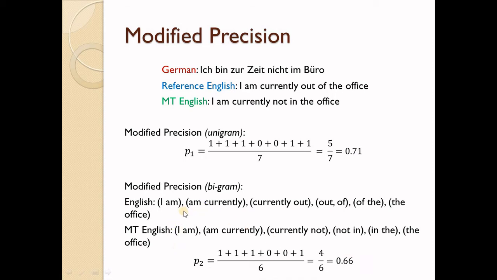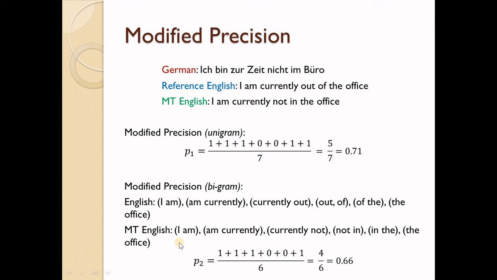Same way we can have trigram, where I will use three words: I am currently, am currently not, currently not in, like this, right? So we will have up to n-gram. Okay, so now I have described what is modified precision that we are going to use.